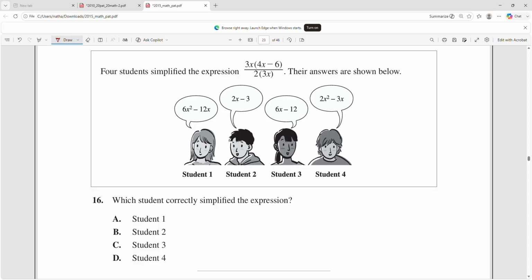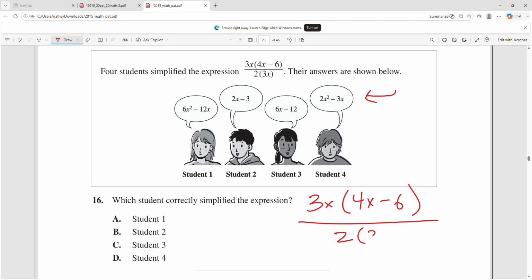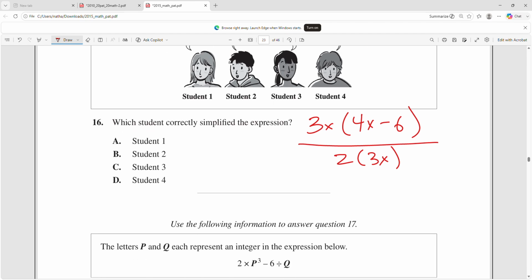So 4 students simplified the expression. Their answers are shown below. Who simplified it correctly? Okay. Couple ways we could do this one. I'll just do it the most straightforward way and the way that we're probably used to seeing from this year.